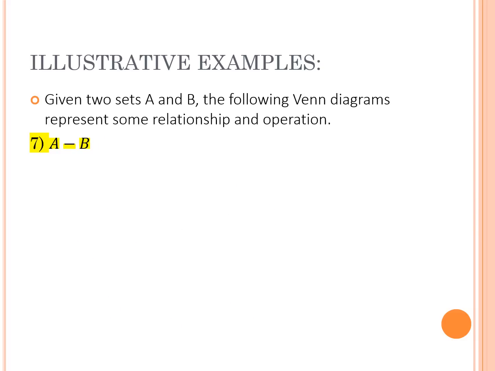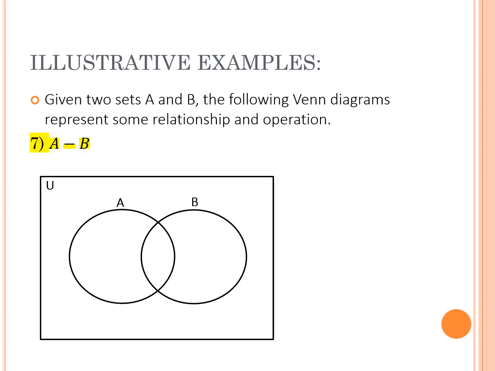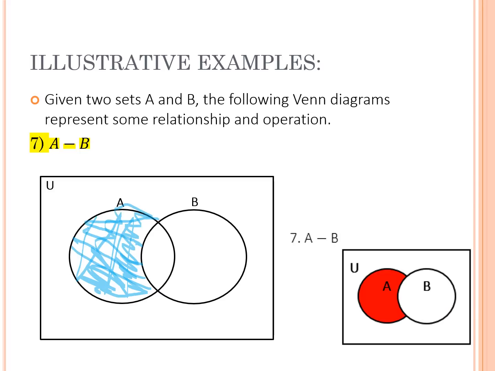Next, number seven, A minus B. So this is set A, or this is circle A. We will just remove the area wherein circle B touches. Okay, when we do that, we are just going to shade this part. There you go. So we will only consider this part, and that is how it should look like if we color it carefully or shade it carefully.